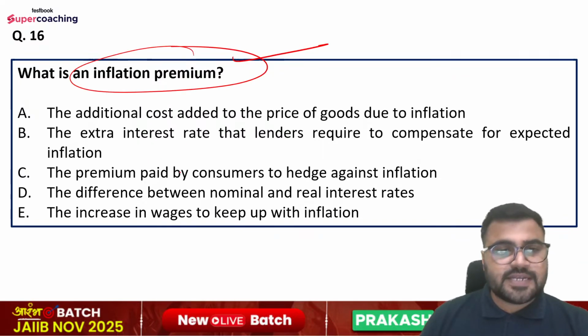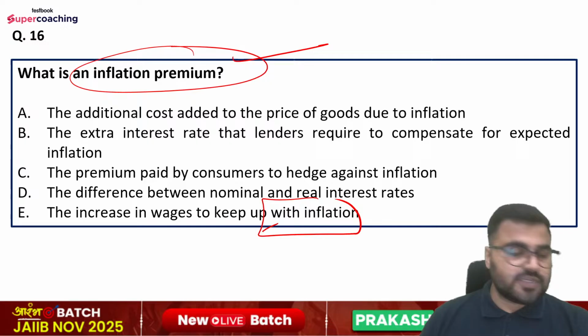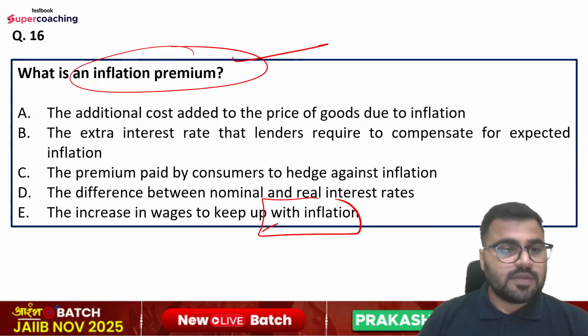So options are: the additional cost added to the price of goods due to inflation, the extra interest rate that lenders require to compensate for expected inflation, the premium paid by consumers to hedge against inflation, the difference between nominal and real interest rates, the increase in wages to keep up with inflation.